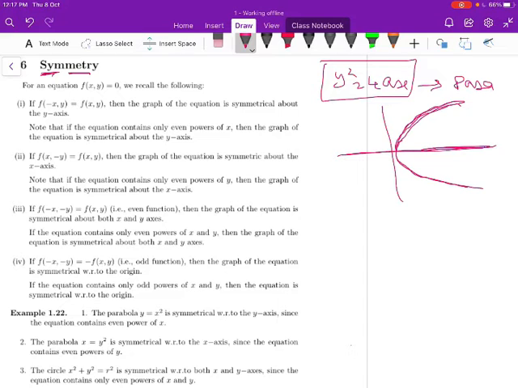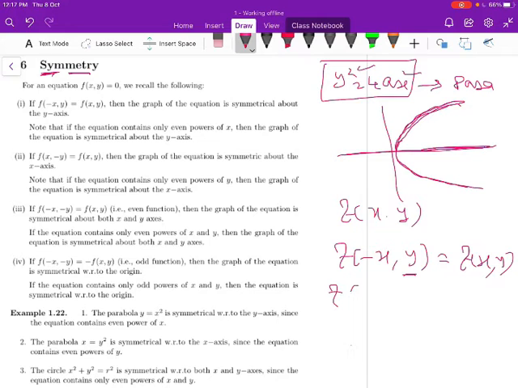So y squared is equal to 4ax is the equation for the parabola. Here the degree of y is even, the degree of x is odd. If there are only even powers of y, then the equation is always symmetric about the x-axis. Otherwise, you can define it another way. You take the function f of x comma y, and if you replace and get f of x comma y, then we can say this is symmetric about the y axis.